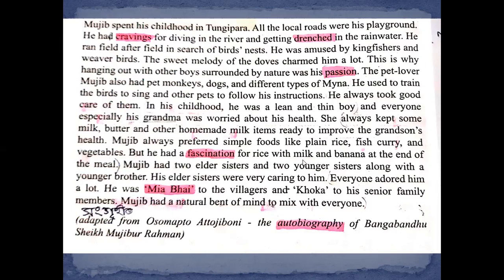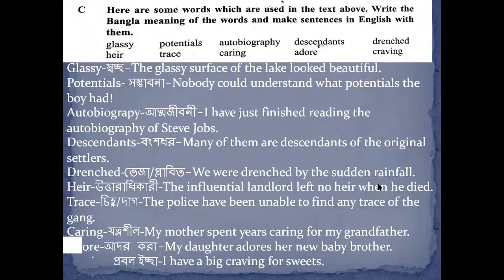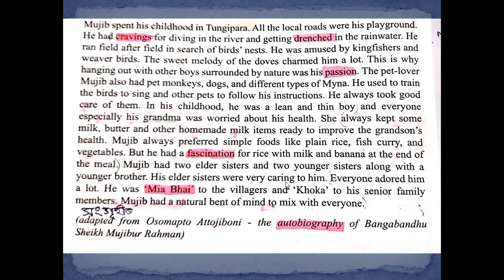Mujib had two elder sisters and two younger sisters, along with a younger brother. His elder sisters were very caring to him. Everyone adored him a lot. He was Mia Bhai to the villagers and Koka to his senior family members. Mujib had a natural bent of mind to mix with everyone. Here, adored means loved. Everyone loved him very much. This text is adapted from Oshomapto Attojiboni, the autobiography of Bangabandhu Sheikh Mujibur Rahman. Dear learners, I have completed reading out the text.